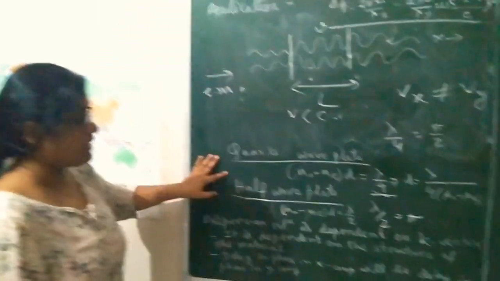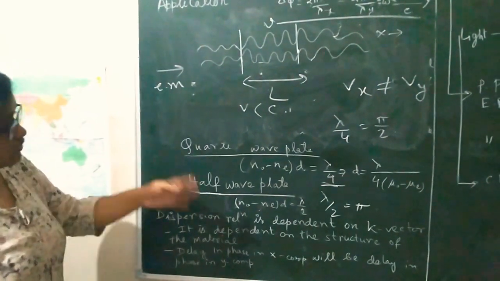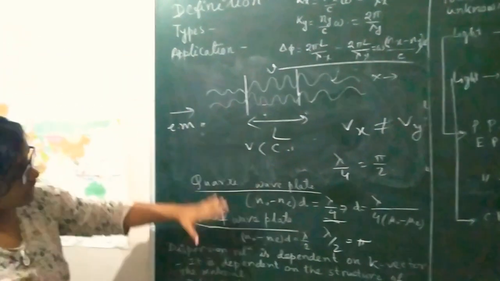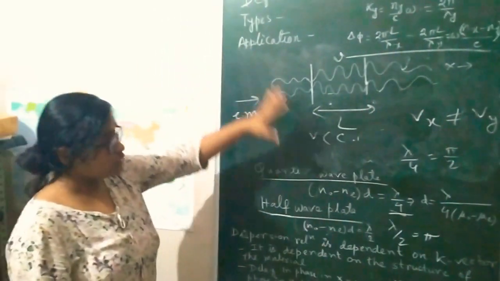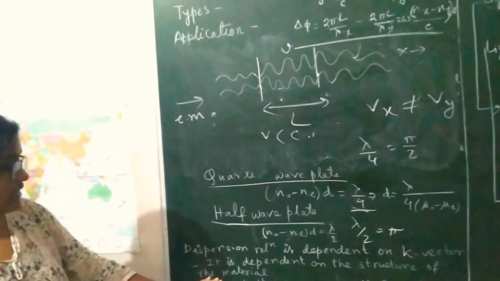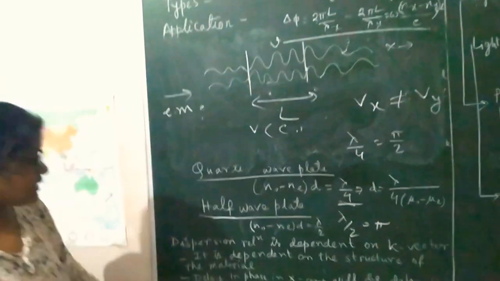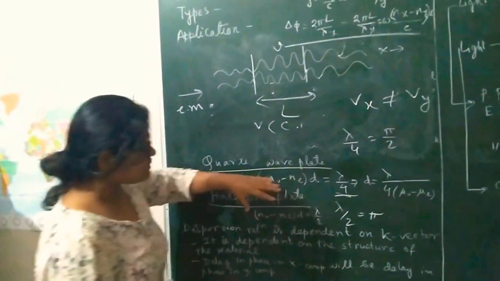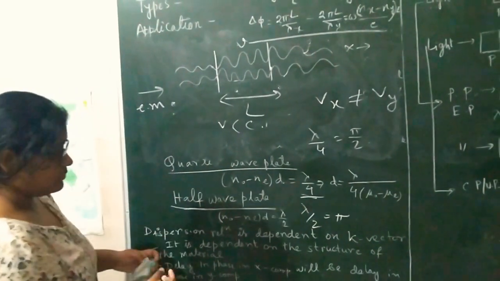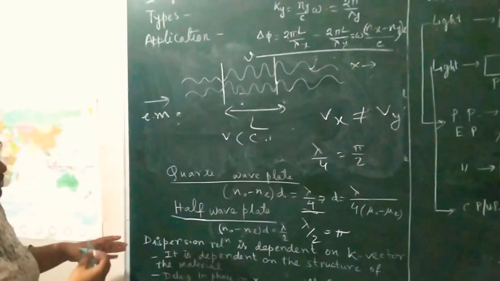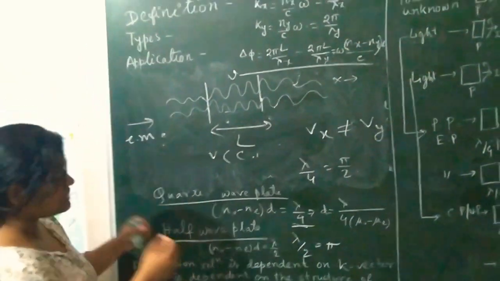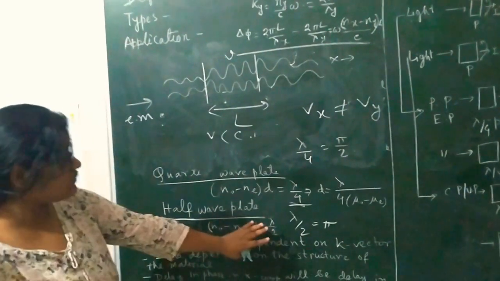Now, these are the types: quarter wave plate, half wave plate, full wave plate. By the full wave plate, the phase difference becomes lambda. Before going to the application, let us review the whole thing. The dispersion relation in birefringent crystals depends on the K vector and on the structure of the material. So the delay in phase in the X component will differ from the delay in phase in the Y component, and the difference will be such that the overall phase difference is pi or pi by 2. So you get two electric field vectors, one is the E ray and another is the O ray, and you make the phase difference of the two electric fields such that lambda by 4 or lambda by 2 phase difference is introduced.